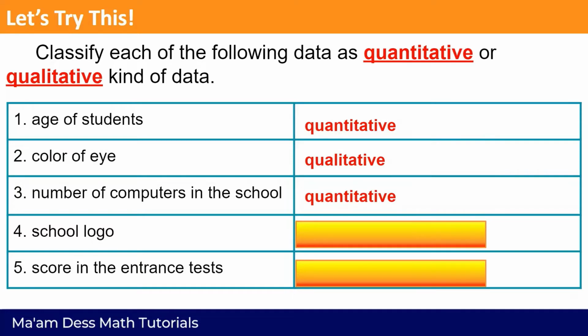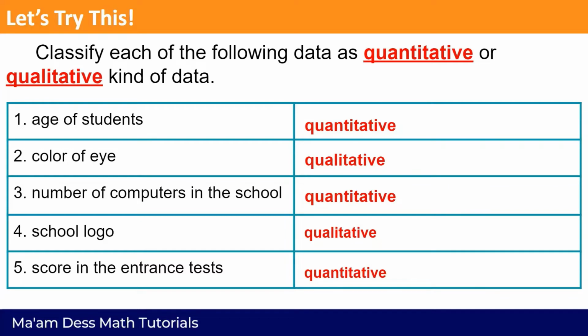For the fourth one, school logo. Is it quantitative or qualitative? You have to look at the logo and see if it looks good to your eye, so it is qualitative. Next, number 5, score in the entrance test. So it is quantitative data.